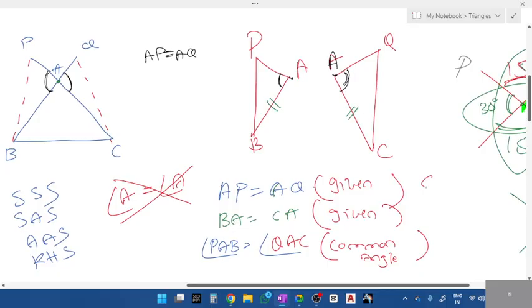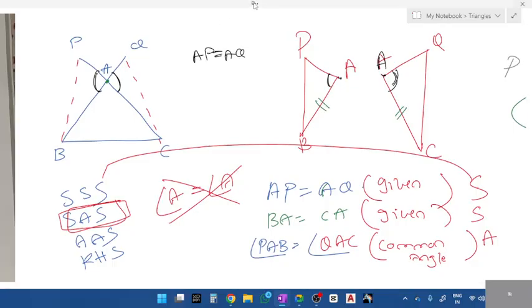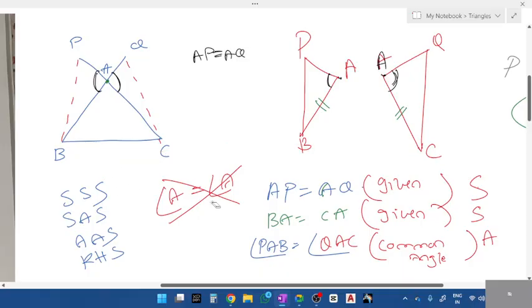So what are the two things we have? We have two sides and one angle. They come under which criterion? You can write S, A, anything, but that doesn't matter. When you write the final answer, two sides and one angle are given. So that comes under which criterion? Side angle side.